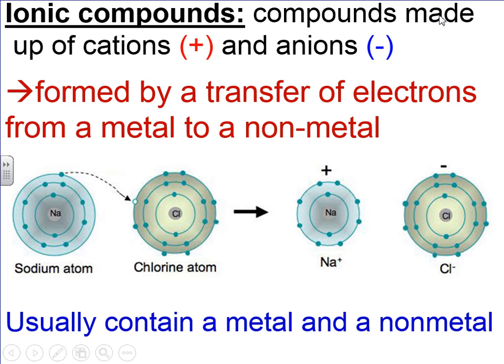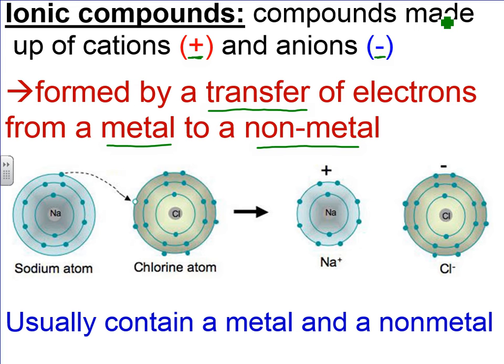So ionic compounds are composed of ions, positive ions called cations and negative ions called anions, which would make sense. And these are formed by a transfer of electrons. Now this usually happens from a metal to a nonmetal. So these will involve a metal from the left side of the periodic table and a nonmetal from the right.